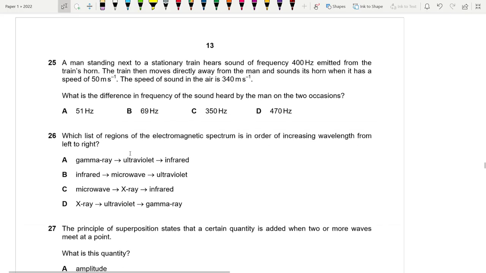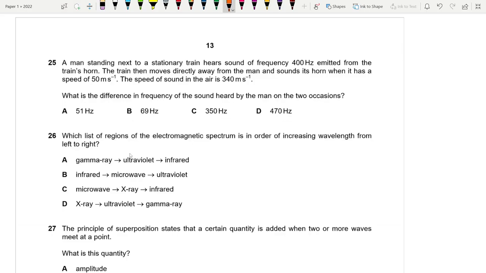25, Doppler effect. A man standing next to a stationary train hears sound of frequency 400 Hz emitted from the train's horn. The train then moves directly away from the man and sounds its horn when it has a speed of 50. So when something is going away from you, wavelength increases and frequency decreases. Okay? Wavelength increases and frequency decreases.